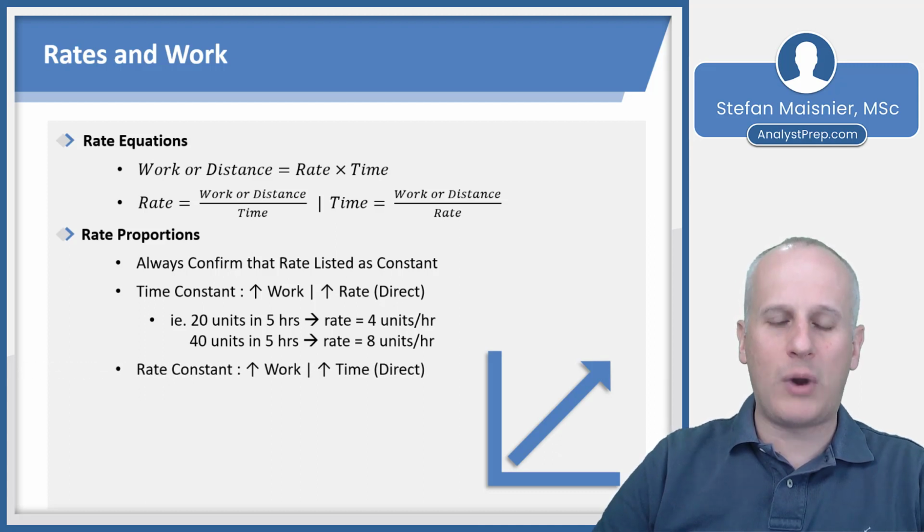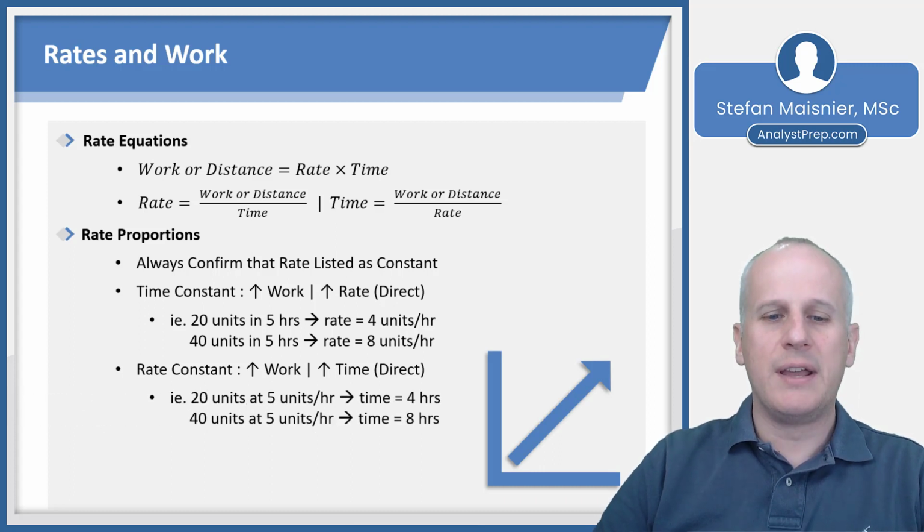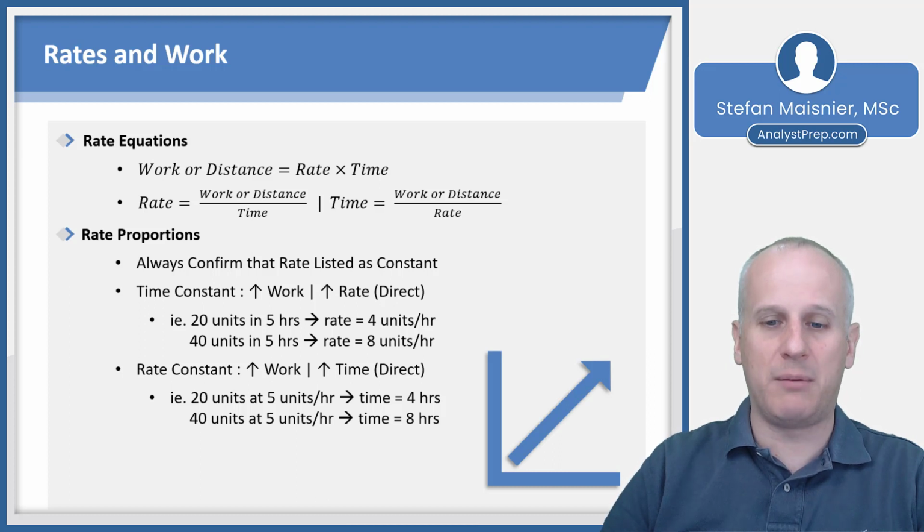Now, if you keep the rate constant and you increase your work, you'll also increase the amount of time it takes to complete said work. So if you had 20 units at 5 units per hour, the time is going to be 20 divided by 5, or 4 hours to complete. If you had 40 units, doubling the amount of units but at the same rate, you're going to double the amount of time it will take. So 40 units at 5 units per hour, 40 divided by 5 is 8 hours of time to complete the work.